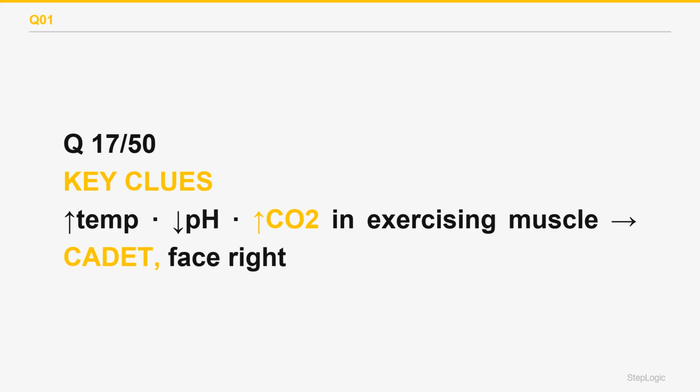A right shift means hemoglobin holds oxygen less tightly. Affinity falls and oxygen is unloaded more readily to the tissue. The factors that cause it are the signature of metabolically active tissue: increased CO2, increased hydrogen ion or falling pH, increased temperature, and increased 2,3-BPG, remembered as CADET, face right. Exercising muscle generates every one of them, which is precisely the point. The tissue working hardest chemically instructs hemoglobin to release more oxygen exactly where it is needed. This coupling of CO2 and hydrogen ion to oxygen release is the Bohr effect.